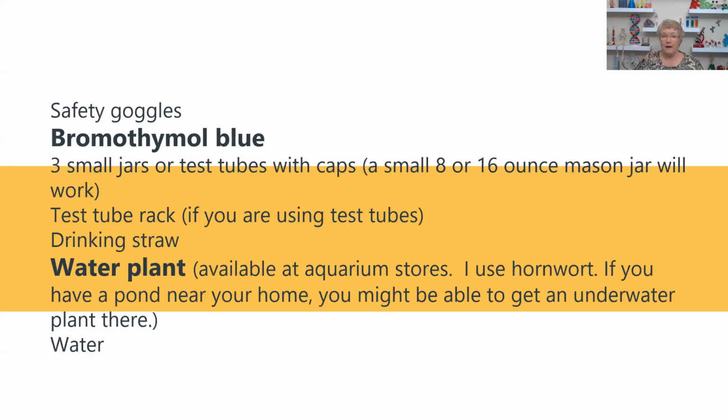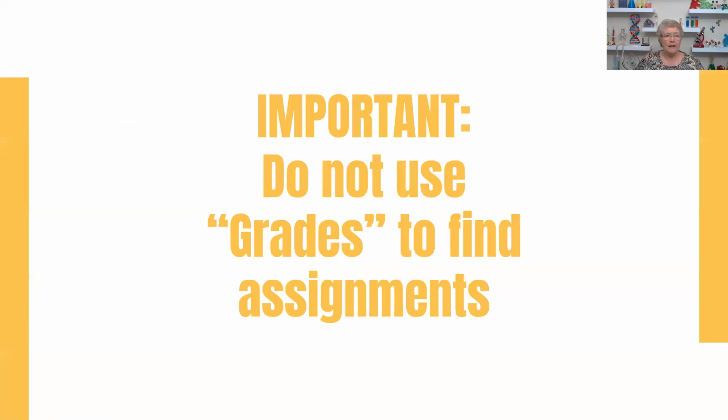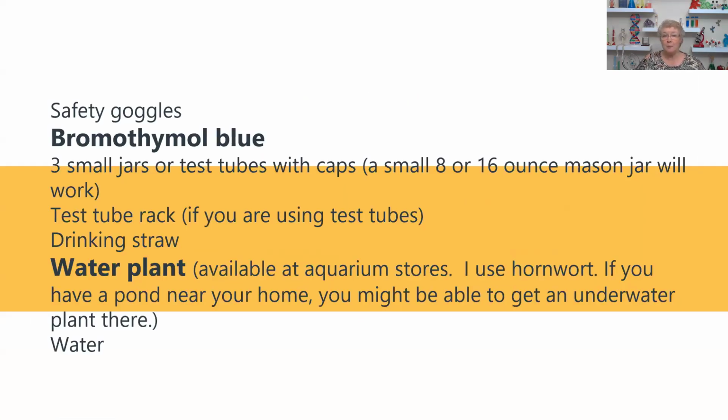So for example, in a couple of weeks, we're going to be doing a lab together in our live class, and you'll need some things that you probably don't have laying around in your home. So here are the things that you're going to need for that lab: safety goggles, bromothymol blue, small jars or test tubes, a drinking straw, a water plant, and water. You probably don't have this chemical called bromothymol blue laying around in your home, so you're going to have to buy it.